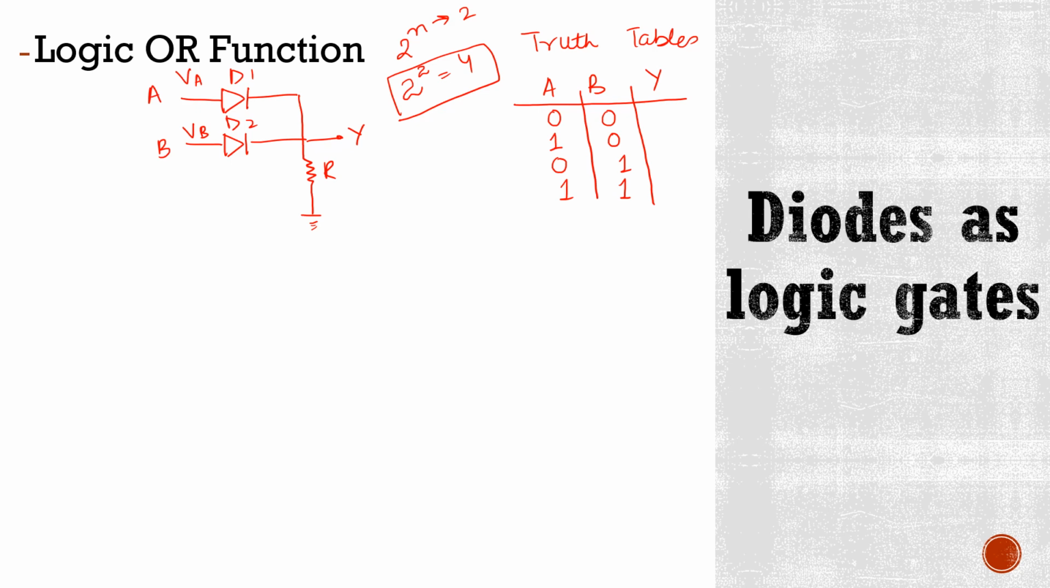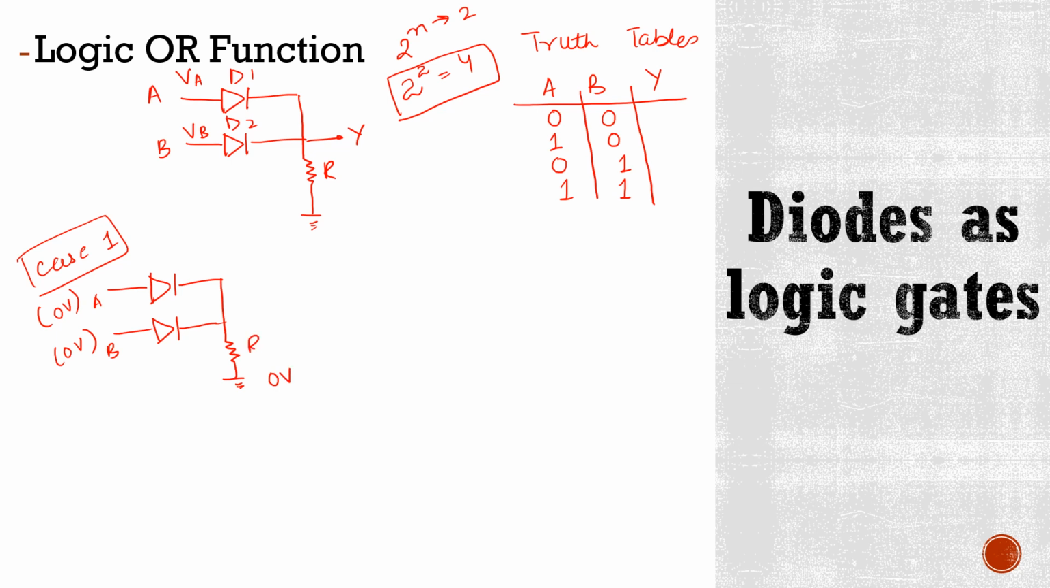First we'll look at case 1. Now we know that in this case both inputs are off. It means 0 volt is applied to terminal A and again 0 volt is applied to terminal B. We know that voltage drop at ground is 0 volts. This is R and here we have output.